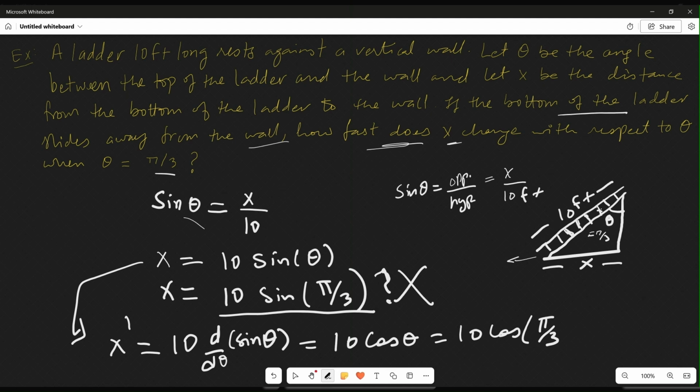This is equal to, take your calculator out, cosine, or you can remember this if you remember the cosine of pi by 3. So this is equal to 5 feet per radian. And make sure your calculator is in radians if you don't remember off the top of your head. And this is your answer. I hope this helps. Thanks for watching.